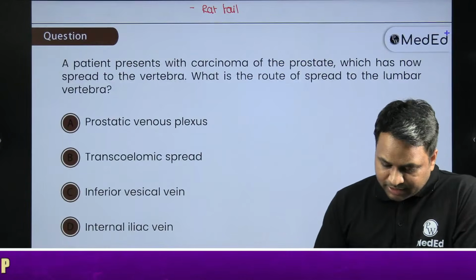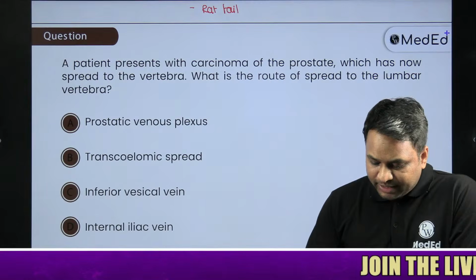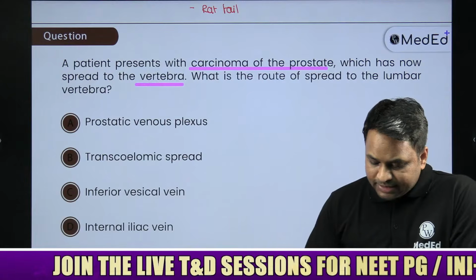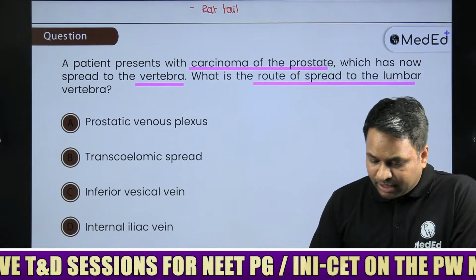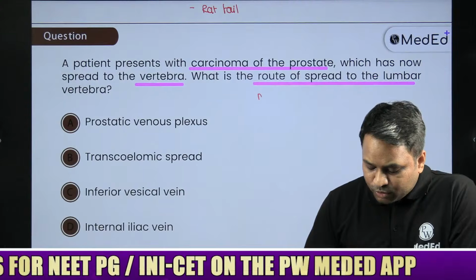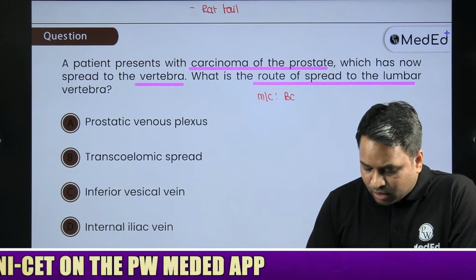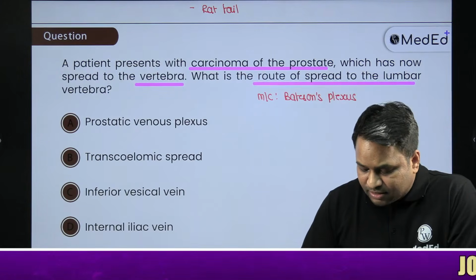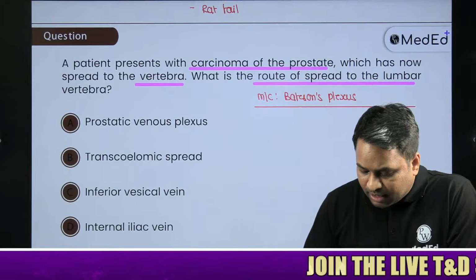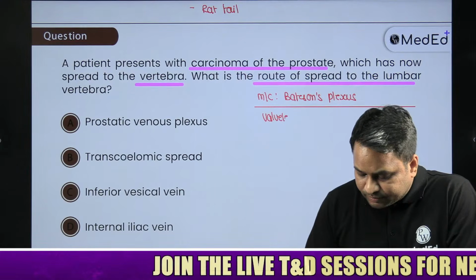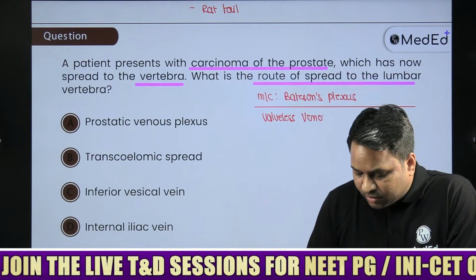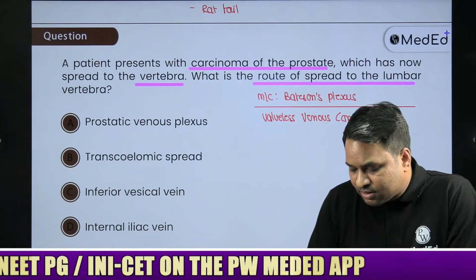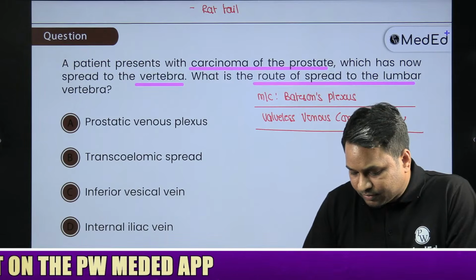Okay, so the last question that we have for today. A patient with carcinoma of the prostate, which has now spread to the vertebra. What is the route of spread to the lumbar vertebra? It is blood, and the most common vessel is going to be your Batson's plexus. Those are valveless venous communications. Batson's plexus is a valveless venous communication, right?